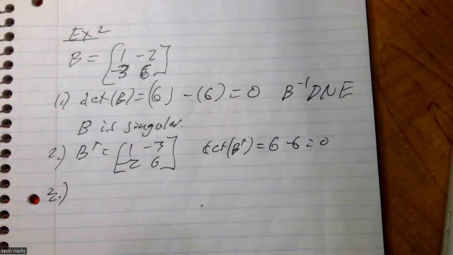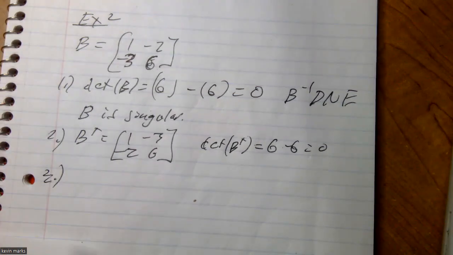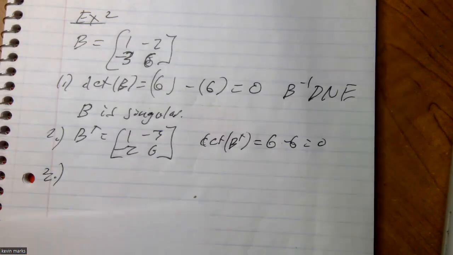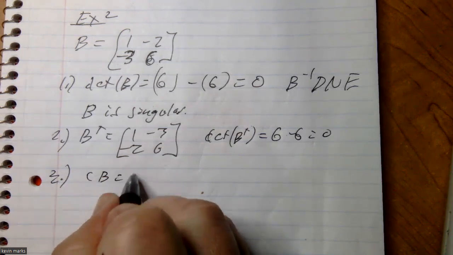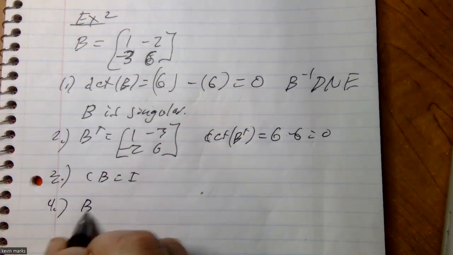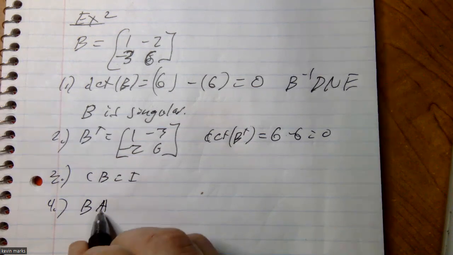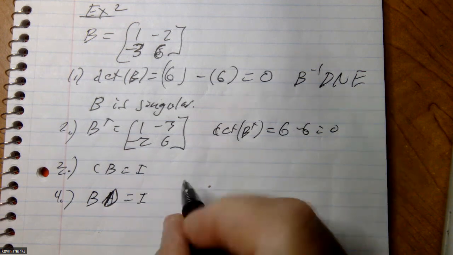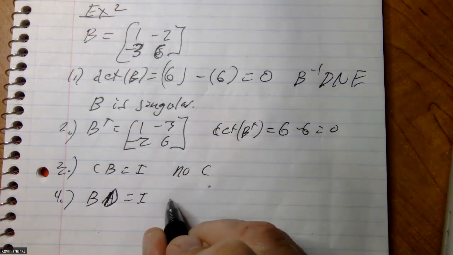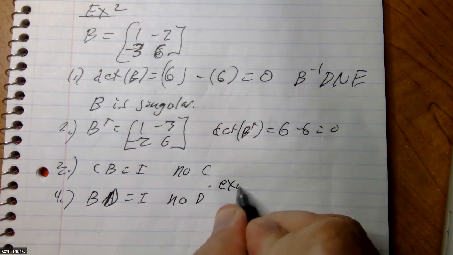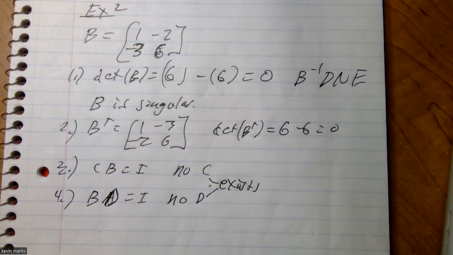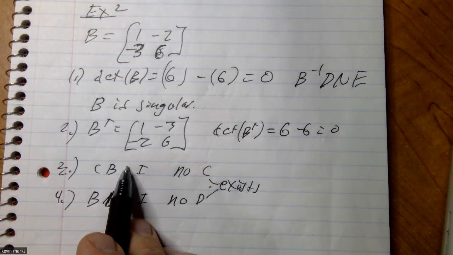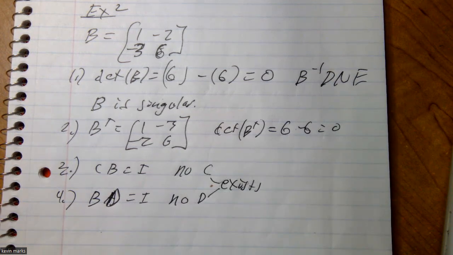So what that means, like with 3, is it possible to multiply by something on the left and get the identity? Is it possible to multiply by something and get the identity? The same with 4. Is it possible to multiply by something on the right, they called it D, to get to I? No. So no C, no D exists. Since it's a square matrix, the only way this would work is if this were the inverse, but it doesn't exist. So no such thing exists.